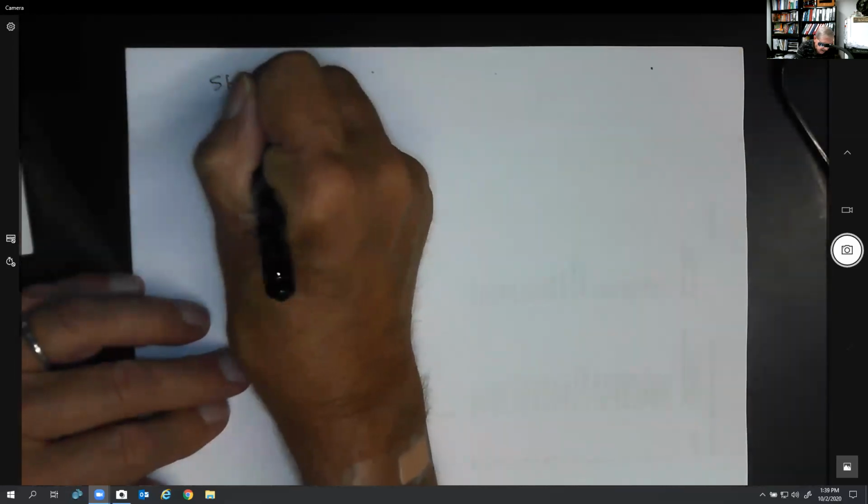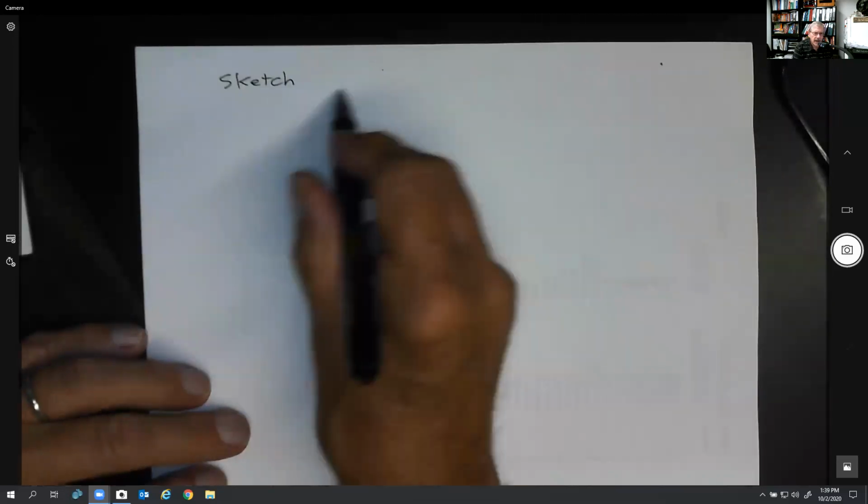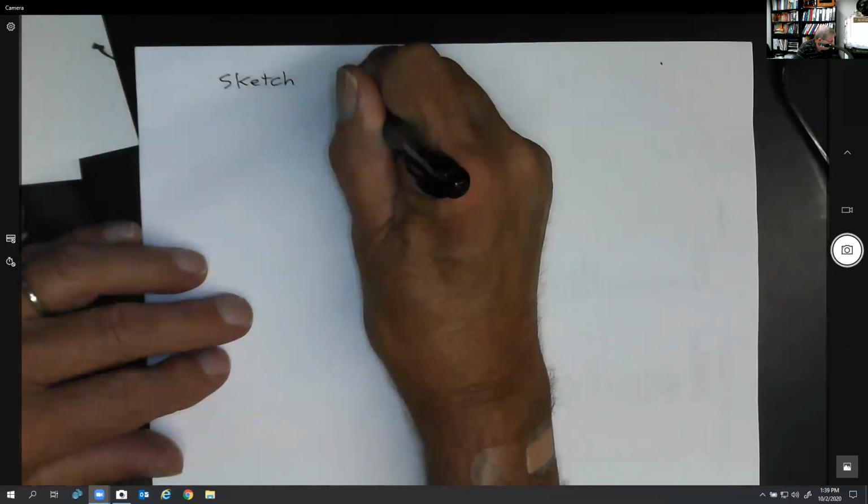So this is not a perfect graph. It's just a way to help us get an observation of it. Let me see if I can focus this a little bit better. Okay, so we're going to start out with this problem right here. This is our problem.